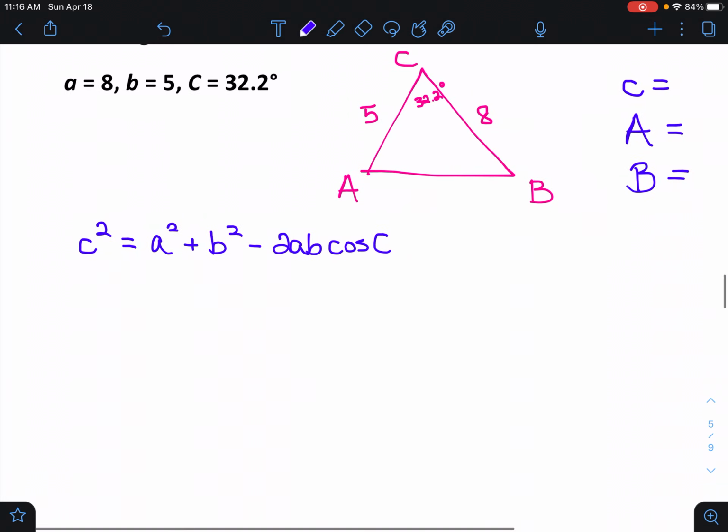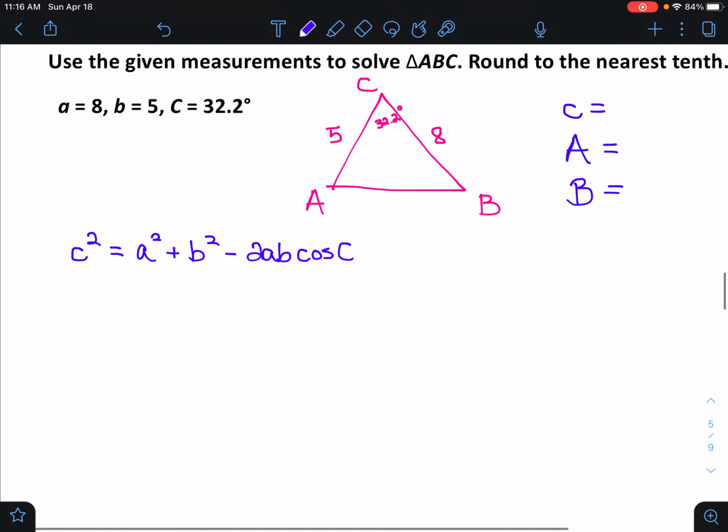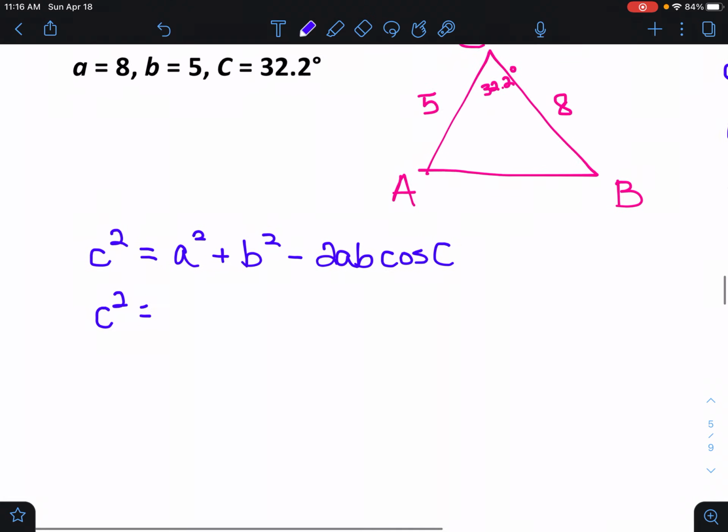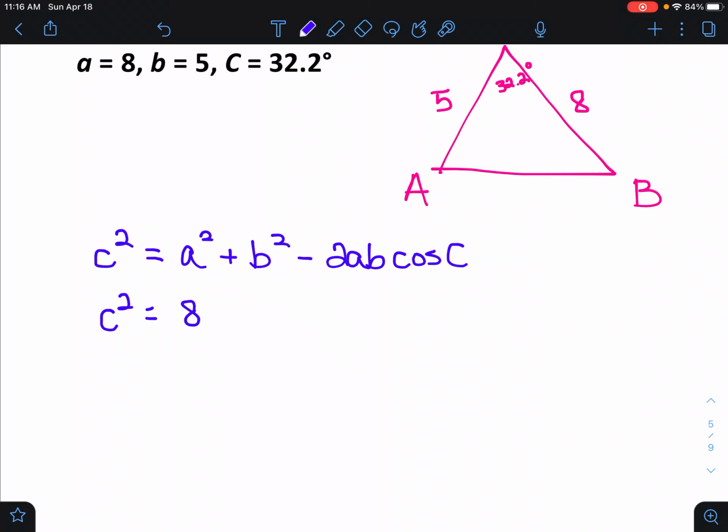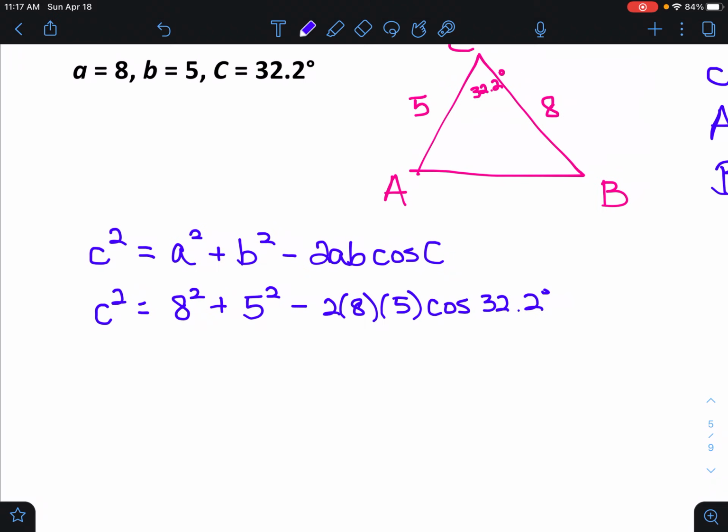Okay. And now I'm going to replace what I know. I don't know side C, but I do know the other ones. A is, I'm sorry, 8. So 8 squared plus B is 5, so 5 squared, minus 2 times 8 times 5 times the cosine of angle C, which is 32.2 degrees. Now, I want to type this into my calculator. I know the whole thing, so I'm going to get an answer, but that will be equal to c squared. So I'll still have something else to do.